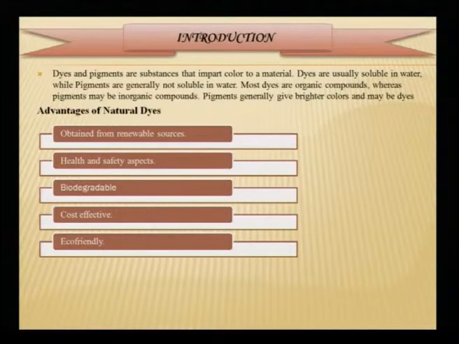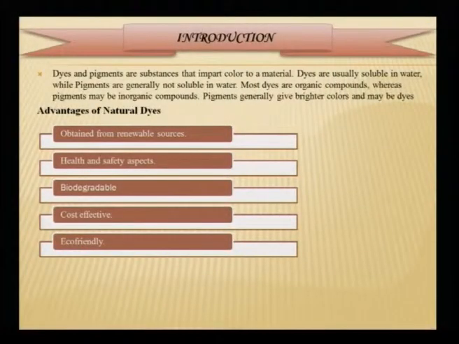As we all know, dyes and pigments are substances that impart color to a material. Time and again we have been talking about this. Dyes are usually soluble in water, while pigments are generally not soluble in water. Most dyes are organic compounds, whereas pigments may be inorganic compounds as well. Pigments generally give brighter color, brighter than the dyes, but still dyes have more applicability. Pigments are only used for printing and other purposes because of their insoluble nature.